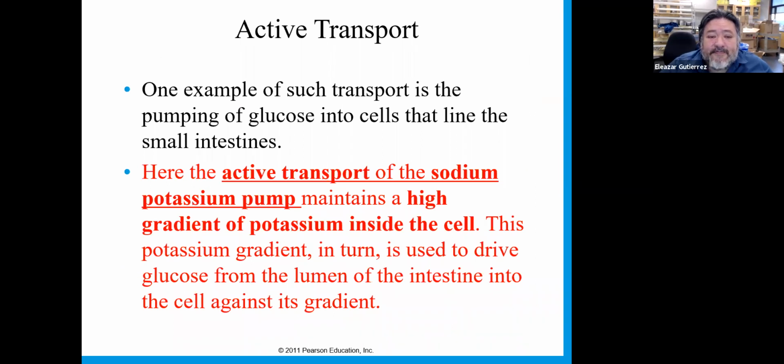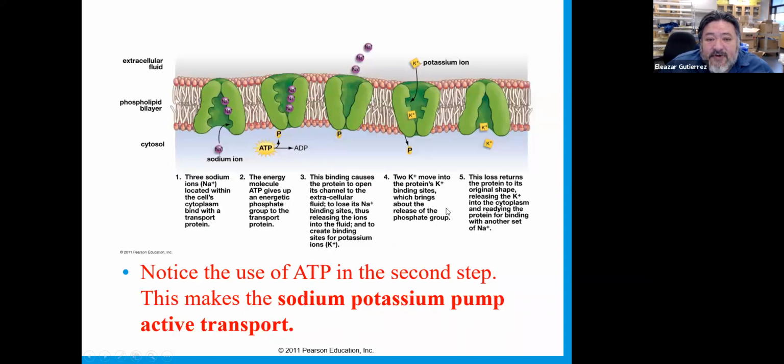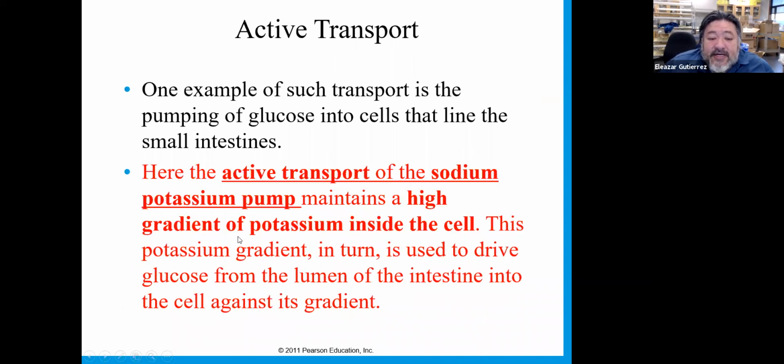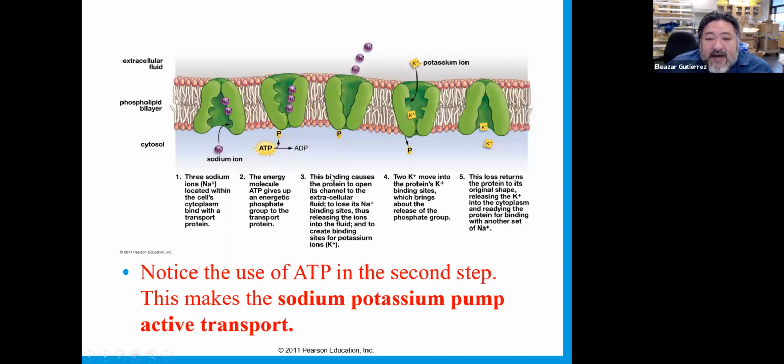So one example of such transport is the pumping of glucose into cells that line the small intestine. Here, the active transport of the sodium potassium pump maintains a high gradient of potassium inside the cell, right? Potassium inside the cell, sodium outside. This potassium gradient in turn is used to drive glucose from the lumen of the intestine into the cell against this gradient. So what happens, we have a whole bunch of potassium, okay?